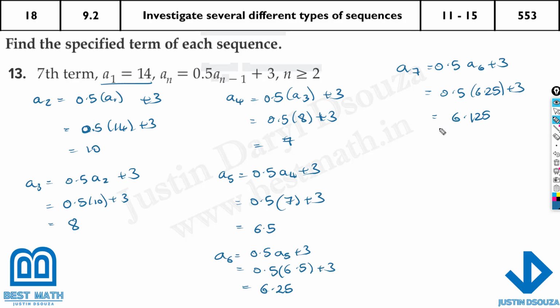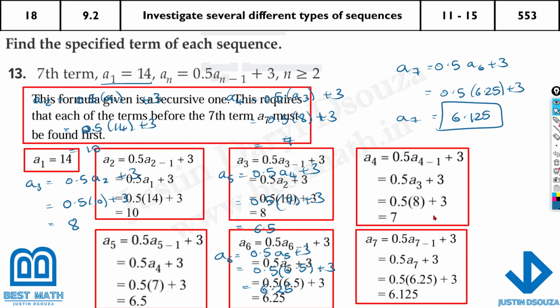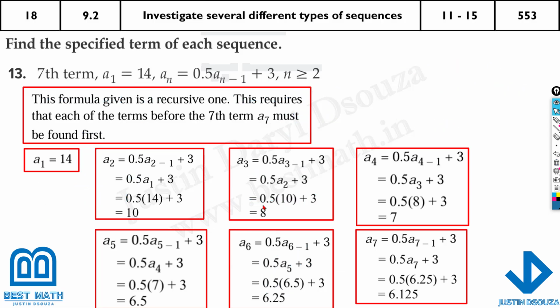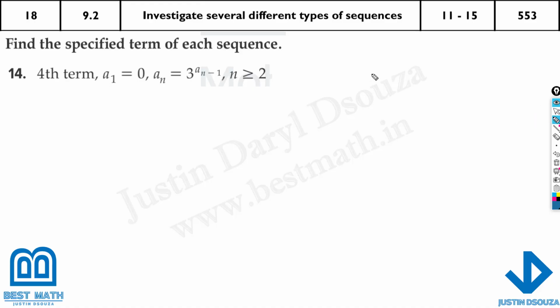But anyways, we have to stop at the seventh term. That will be the seventh term here. But please use calculators in your exam and easily find the correct answers. So here we go. These are the answers: 14, 10, 8, 7, 6.5, 6.25, and lastly 6.125. That's what we got. Now we have to find the fourth term.